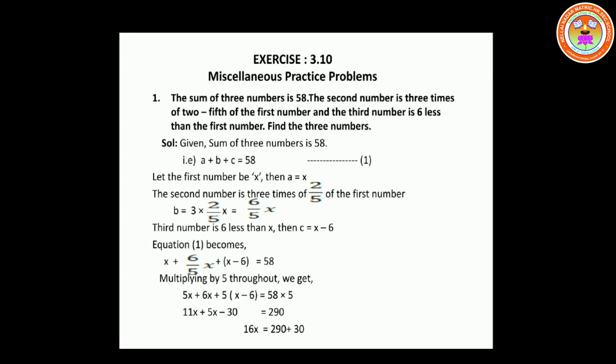Now throughout the equation I'm going to multiply by 5. So when I multiply, it becomes 5x plus, the denominator 5 gets cancelled, so remaining you have 6x plus 5 into (x minus 6), that is equal to 58 into 5. Now 5x plus 6x becomes 11x, plus 5 multiplied inside the bracket becomes 5x minus 30, equal to 58 into 5, which is 290. Now 11x plus 5x becomes 16x, equal to 290. Transposing minus 30 becomes plus 30.